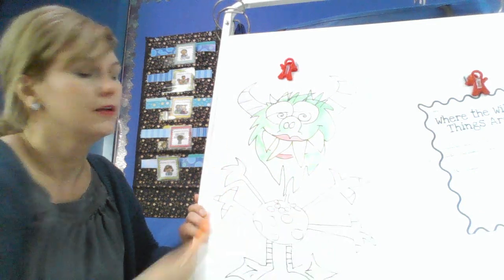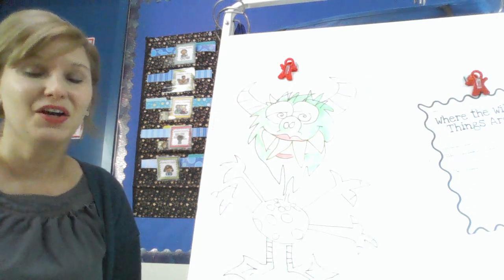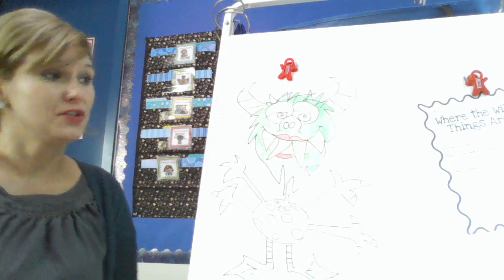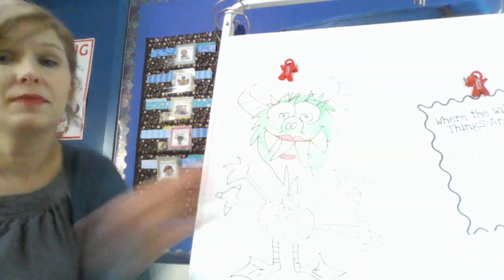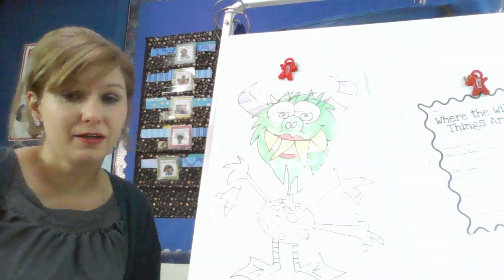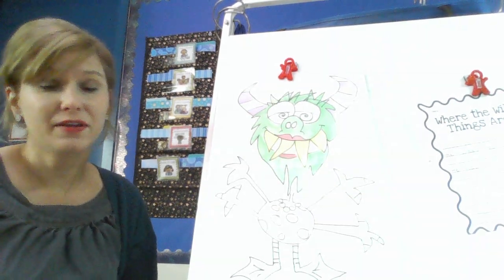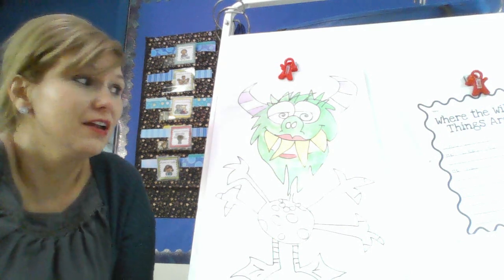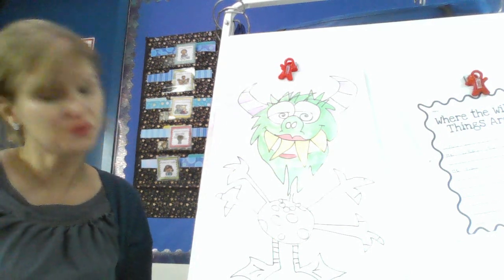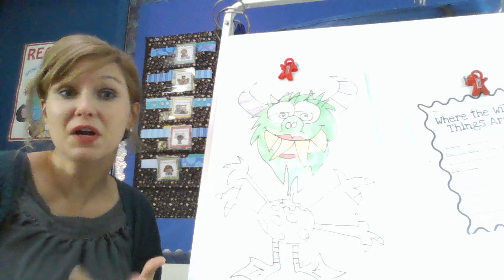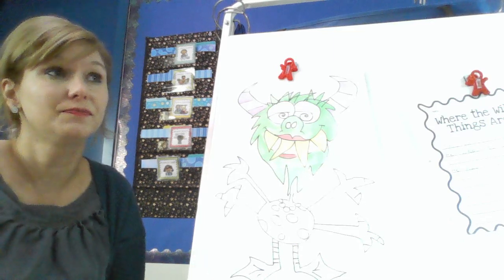Okay, so your job is to do your writing. You have to do the writing part. And then to draw your wild thing. If you don't want to color your wild thing, you don't have to. But it would be kind of fun. If you have watercolor paints, you can use watercolor. If you have markers, you can use markers, or you can just use crayons.